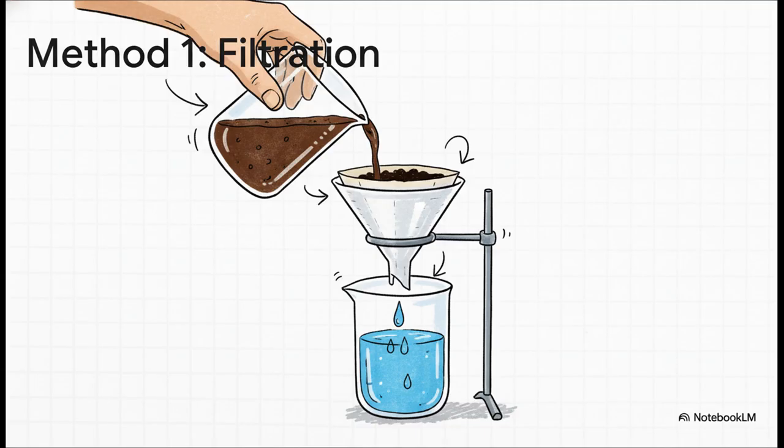This process is called filtration. It's a very simple method to separate a solid that has not dissolved in a liquid. You just pour the mixture through the filter. The liquid part passes right through the tiny holes. We give this liquid a special name. We call it the filtrate. And the solid particles, which are too big to pass through, they get left behind. We call this the residue. This is exactly how you could clean muddy water.